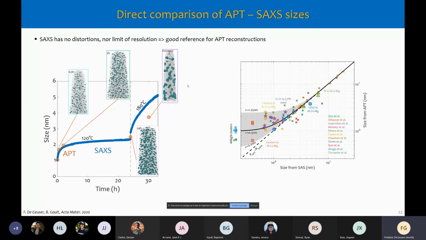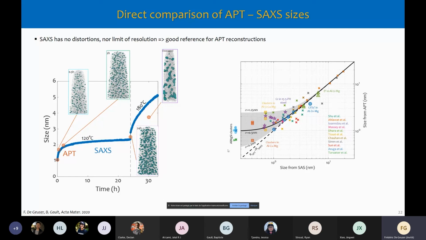So this is what we have done with BAT, where we tried to put together every experiment for which we had both SAXS and APT, and those are the open symbols there. And we plot this as size extracted from APT as a function of size extracted from SAXS, assuming that SAXS has no distortion and is a good reference. So we should be on the diagonal there, and there is a strong deviation.